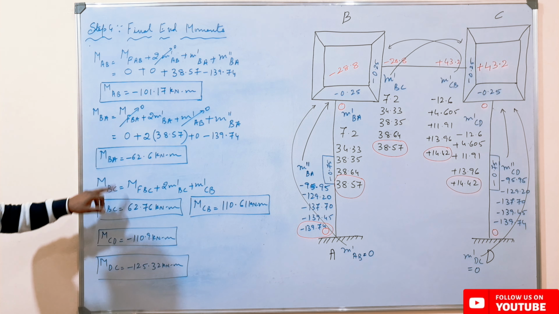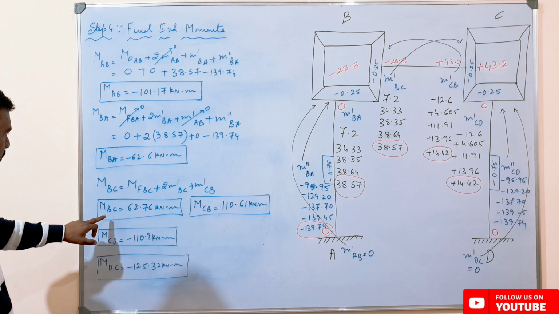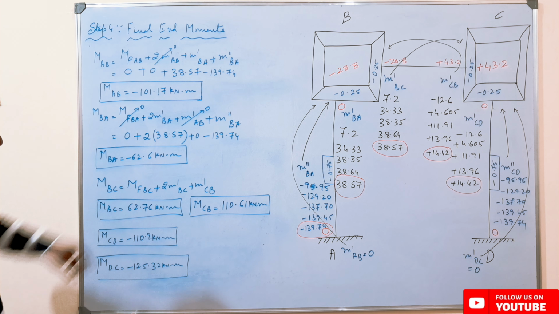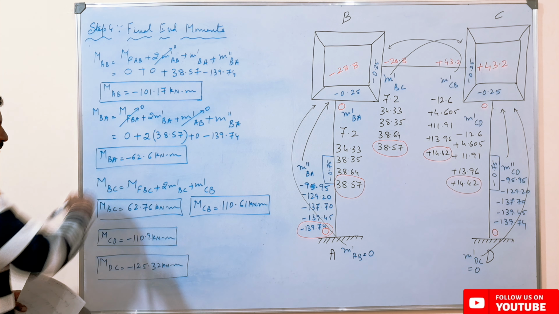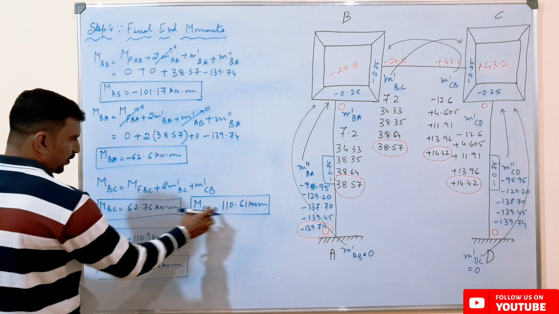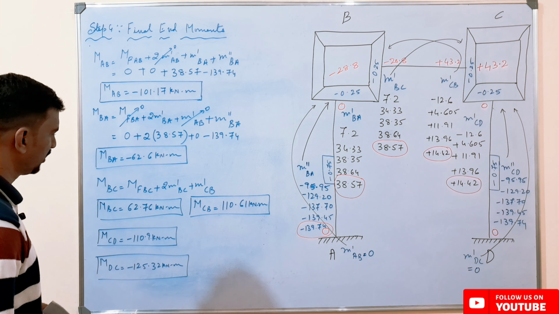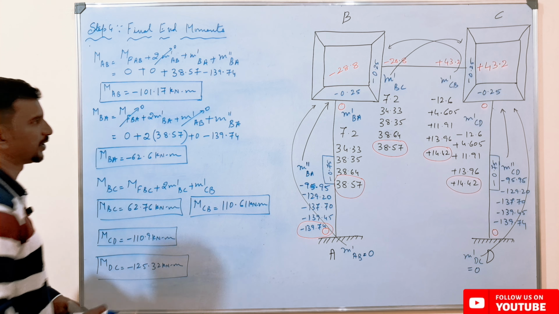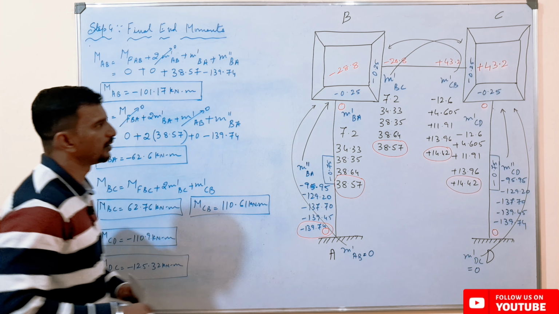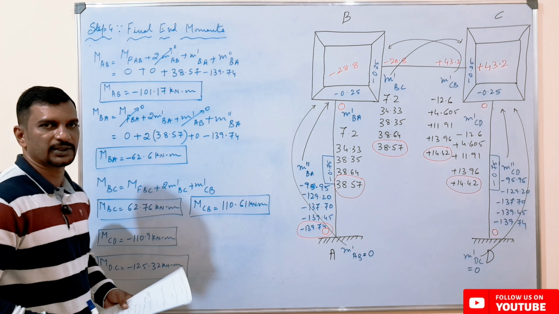So if you observe over here, from B to A it is minus 62.6 and from B to C it is 62.76, almost equal. So we can say that the frame is in equilibrium and the calculations are correct. Similarly, from C to B it is 110.61, here also it is 110.61 kilonewton meters. So this is how we analyze a frame which is subjected to sway analysis with the help of Kani's method.